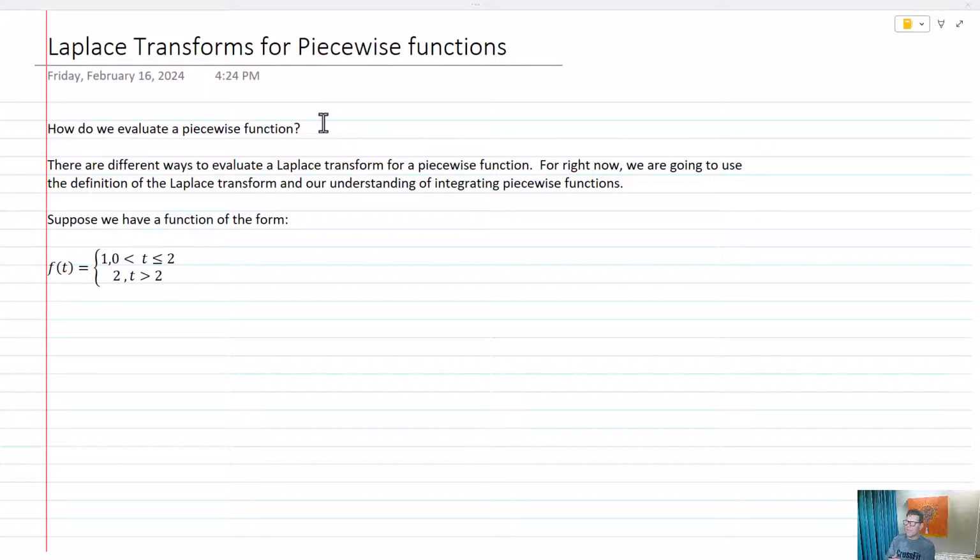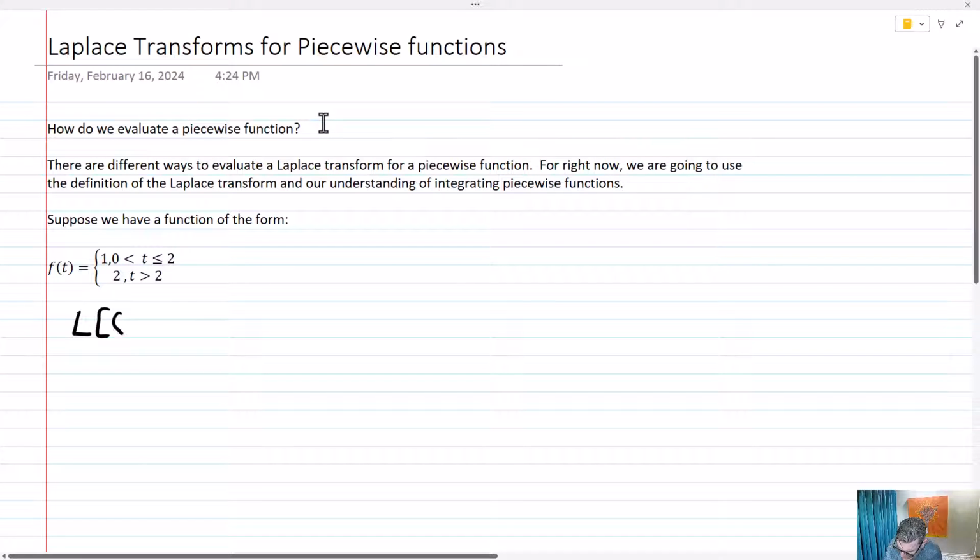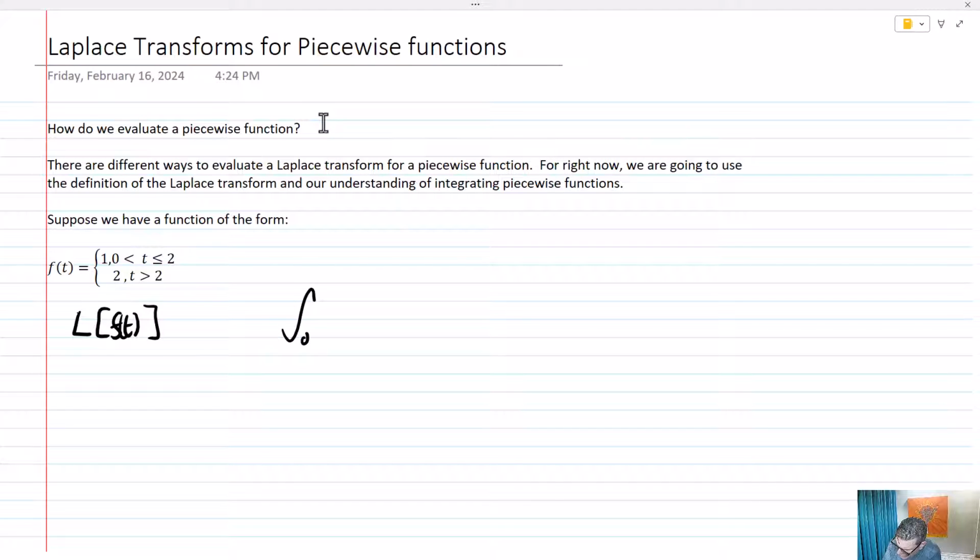So let's suppose we have a function of the form f of t equals 1 if t is greater than 0 and less than or equal to 2, and 2 if t is greater than 2. We want to find the Laplace transform, L of f of t. Well, we know the Laplace transform is the integral from 0 to infinity of e to the negative st f of t dt. However, we actually have a piecewise function, so we're going to have to break up that integral.